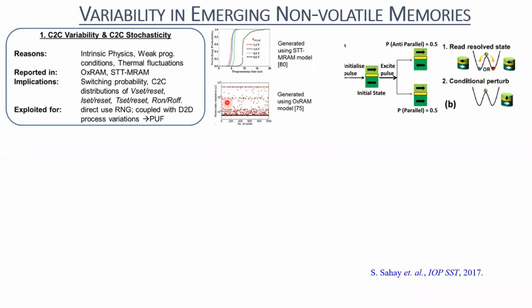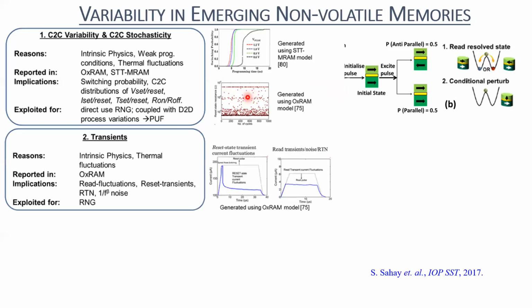Now let us come back to the main topic of discussion, that was different sources of variations. So what are the other sources of variation in the emerging non-volatile memories? You have variation in these transients. Transients, I mean pulses. It can be a switching pulse. It can be a read pulse also. The reason for this is again the intrinsic physics or the thermal fluctuations. So noise, what is the main reason? Thermal noise is thermal fluctuation, and apart from that, your shot noise and all those noises come because of inherent physics, right?